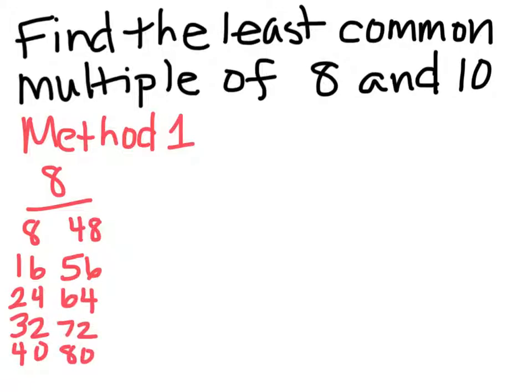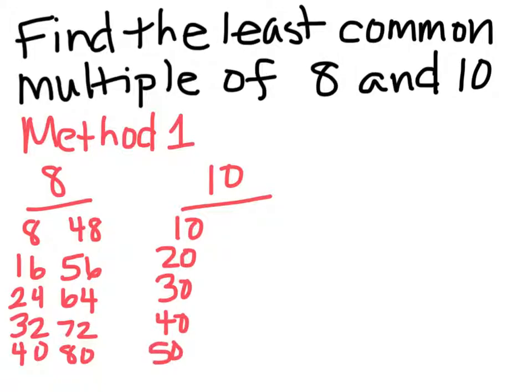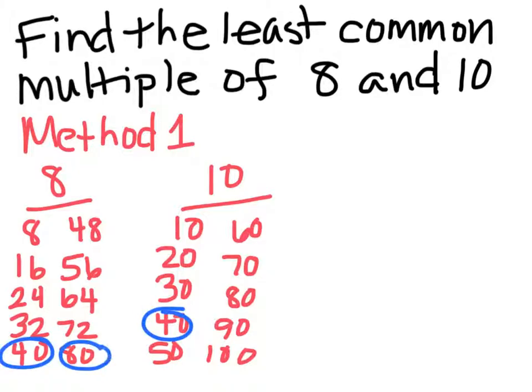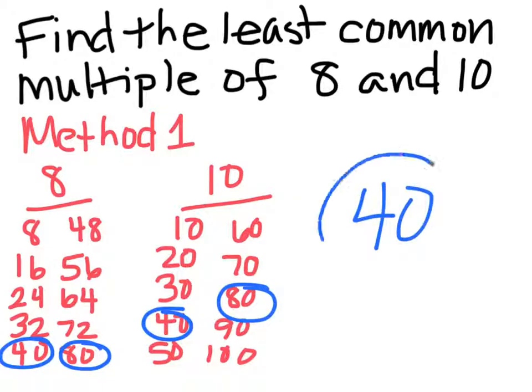Okay, now let's list the multiples of 10. This should be pretty straightforward, right? 10, 20, 30, 40, 50, 60, 70, 80, 90, 100. All right, let's go hunting for common multiples. 40 and 80 are the 2 that I see right away. Which is our least common multiple? 40. Method 1, done. Let's try method 2.